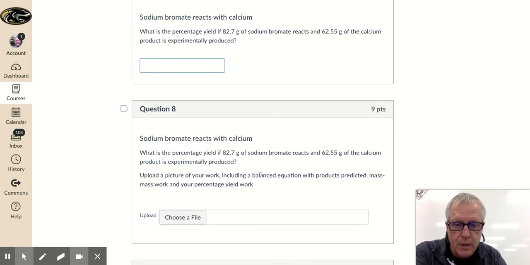Once you have balanced that equation, include that again on a document that you can upload, and show your entire work: the balanced equation, your mass problems, and your percentage yield.